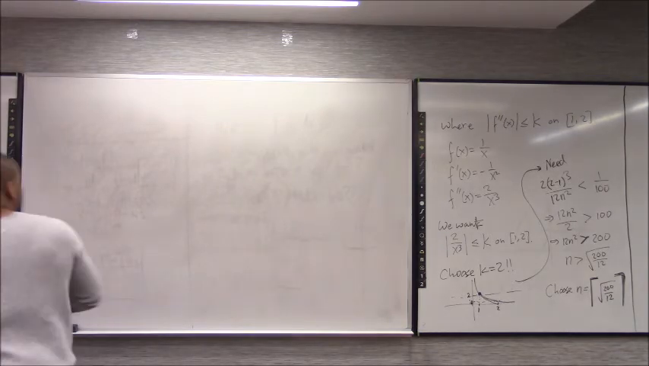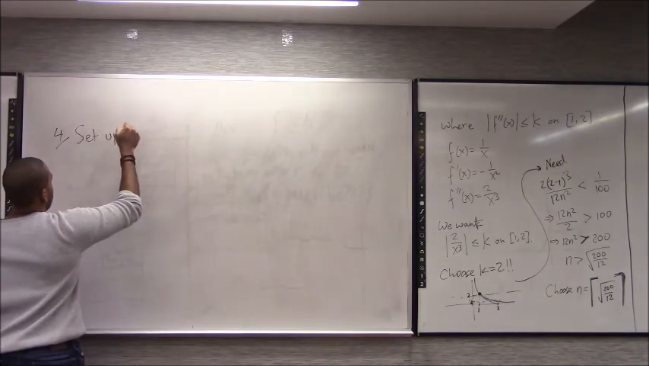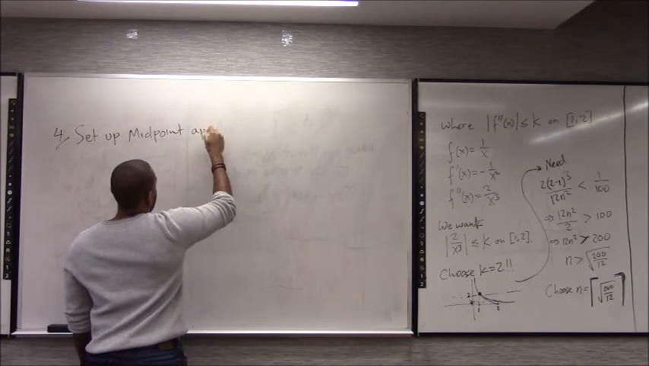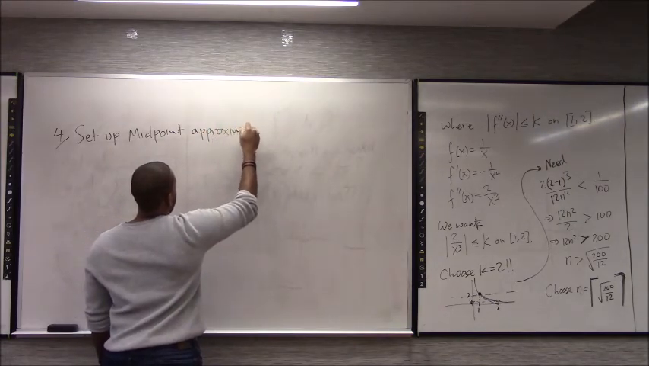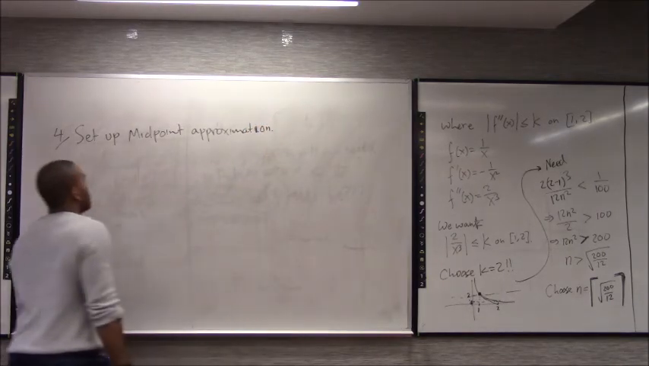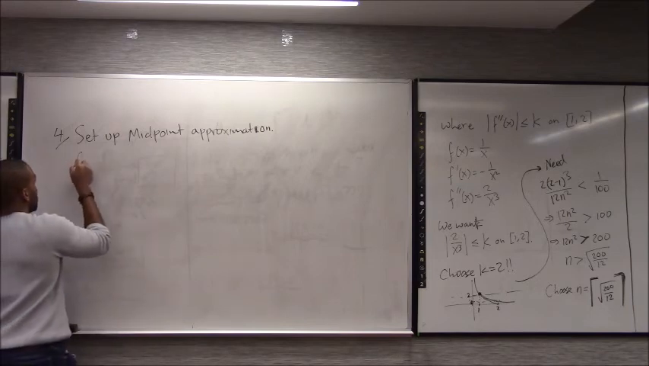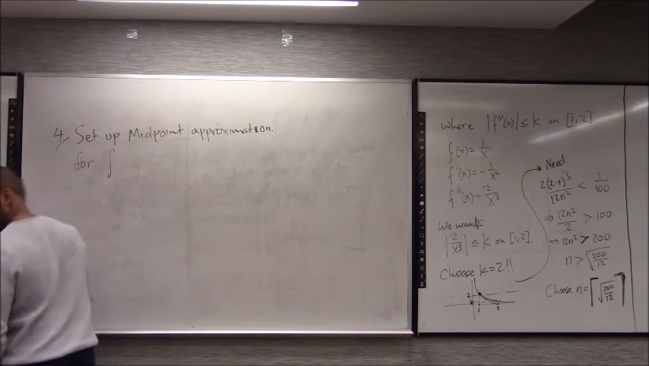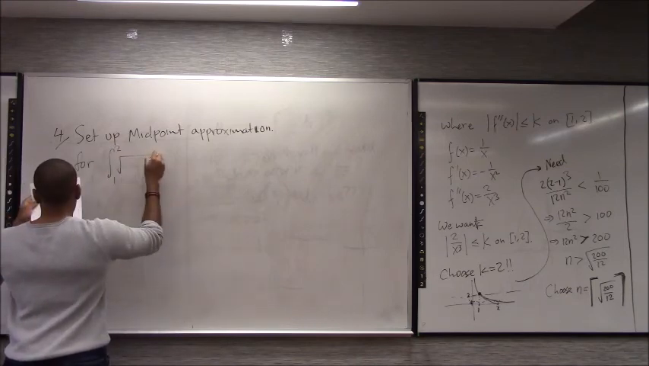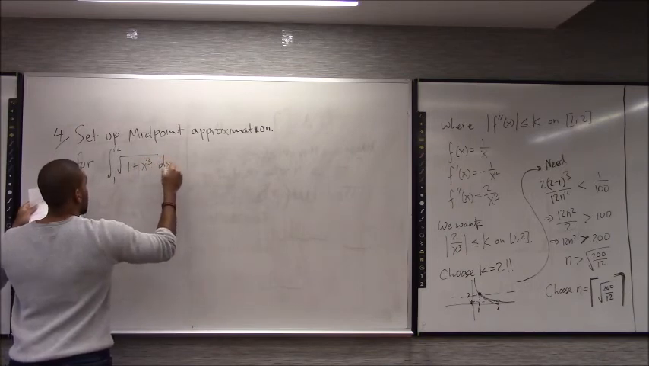So problem 4. So this is just set up. Midpoint approximation. Again, it's a Calc 1 thing, but it has little nuances that I want to make sure that you remember. Over the integral, again 1 to 2 of the square root of 1 plus x cubed dx equals.